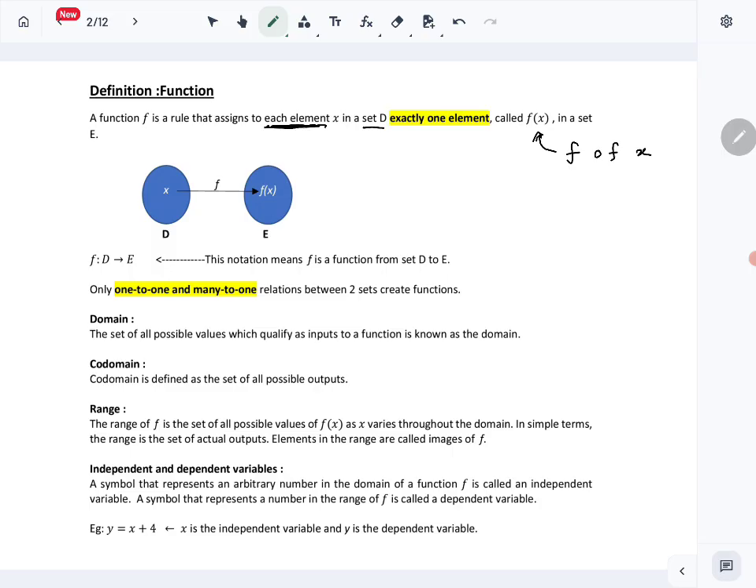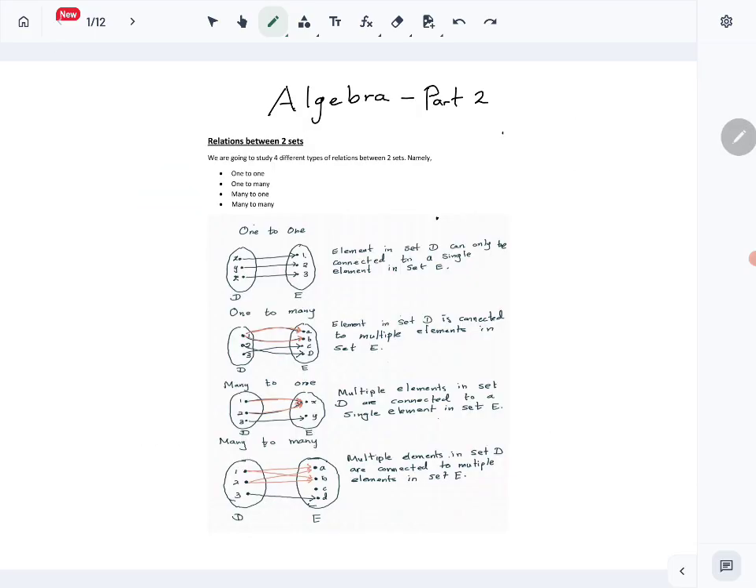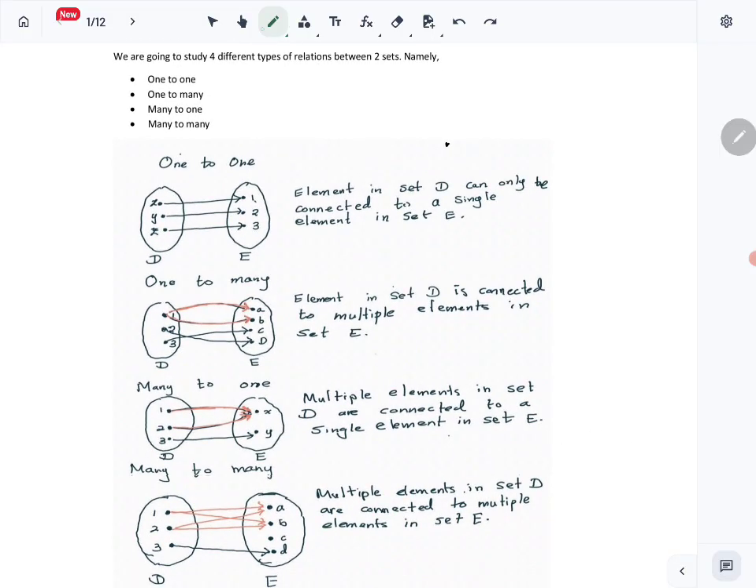So this type of relationship is called a function. It has to satisfy that rule. Now let's go back to our four relationships. What is the rule? Each element in set D has to be connected to exactly one. So look at one to one. One to one follows that rule. X is connected to only 1, Y is connected to only 2, Z is connected to only 3. So it's a function. So one to one relationships are functions.